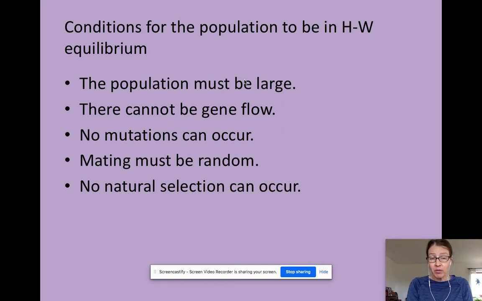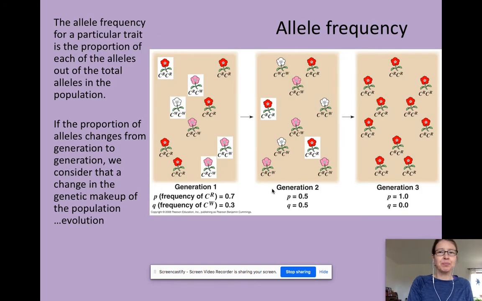So if all 5 of these conditions are met, it's possible for a population to be in equilibrium, meaning the allele frequencies will not change generation after generation. But if these conditions are not met, there's likely going to be some sort of shift in the allele frequency. We're going to explore a couple of those in a bit more detail in a little while.